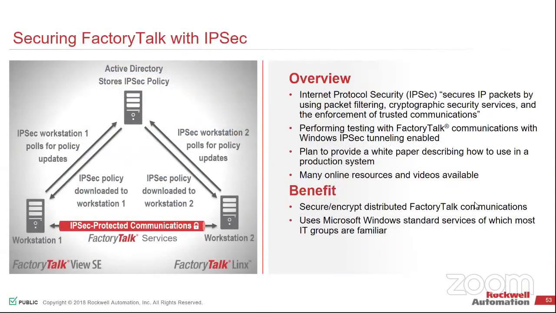Moving over to IPSec, this is for workstation to workstation communication. As we see here, we have all of our workstations within our environment. Workstation 1 and workstation 2 have IPSec protected communications, meaning at the packet layer of the Ethernet communication, we're doing inspection and encryption to make sure that every single piece of data on the wire is secure and encrypted, moving back and forth between the two.